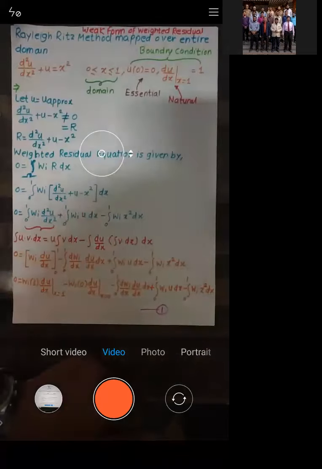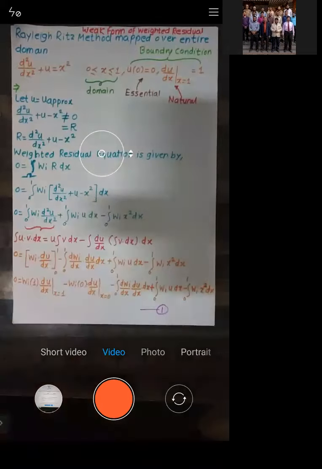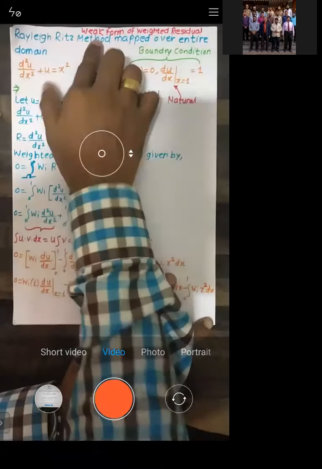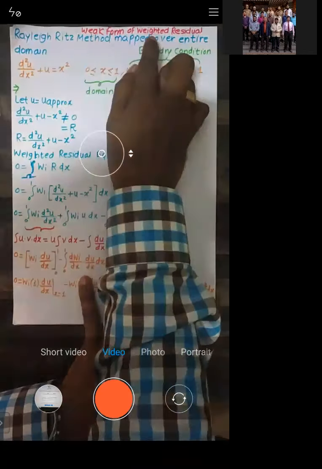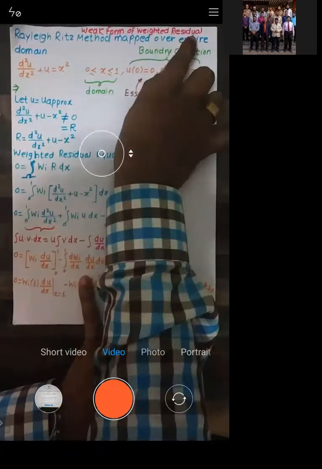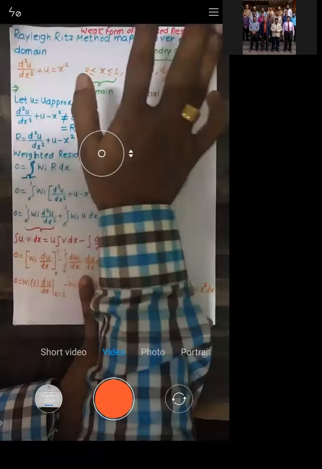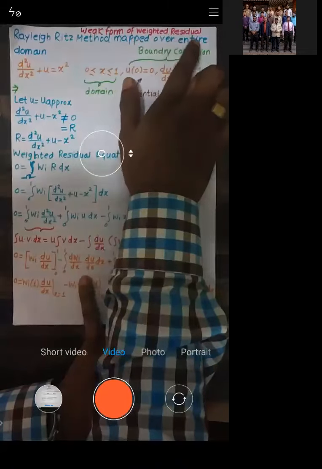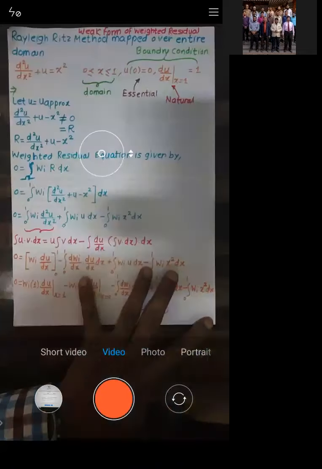Yes, sir. Okay, so see, today we will conclude the session, and in the next session, we will take the Rayleigh-Ritz method, but mapped over a general element. So that we will cover in the next lecture.